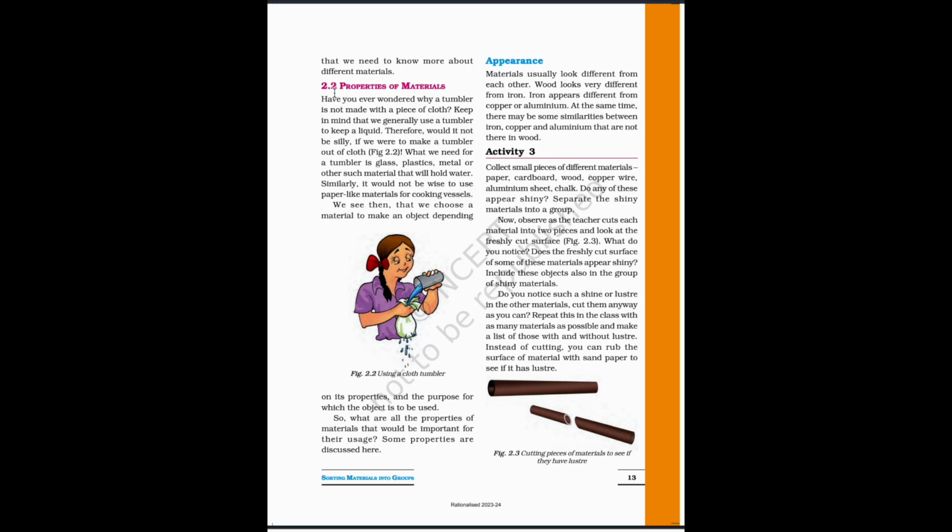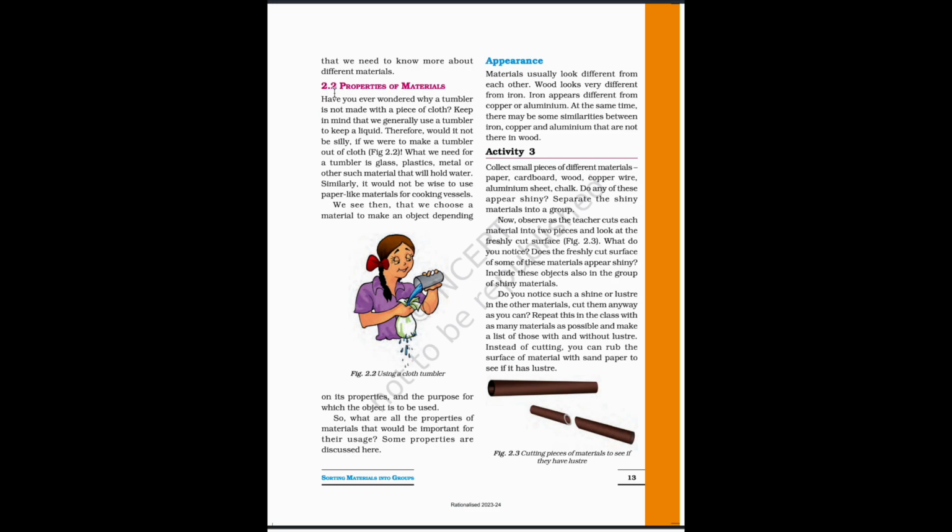Similarly, it would not be wise to use paper like materials for cooking vessels. We see then that we choose a material to make an object depending on its properties and the purpose for which the object is to be used. So, what are all the properties of materials that would be important for their usage? Some properties are discussed here.